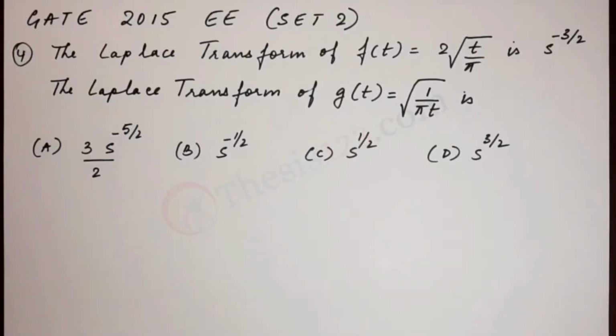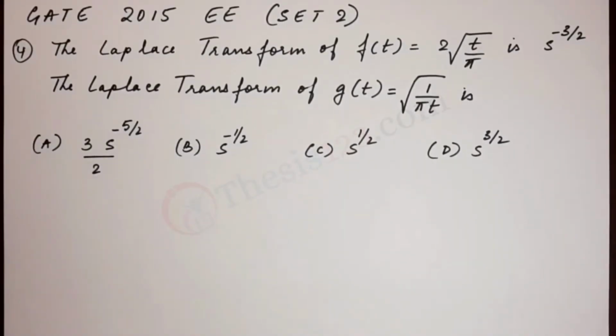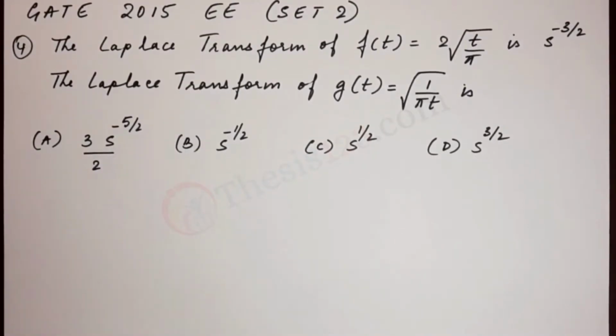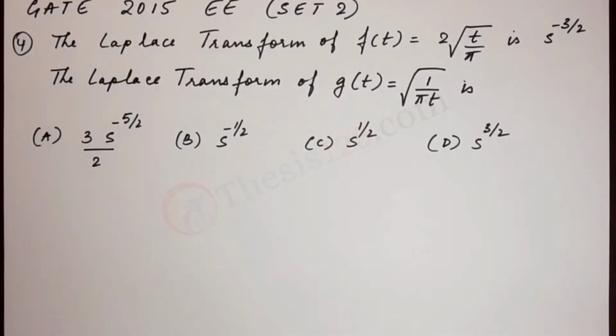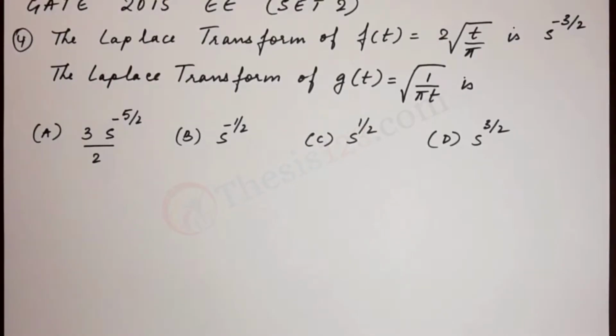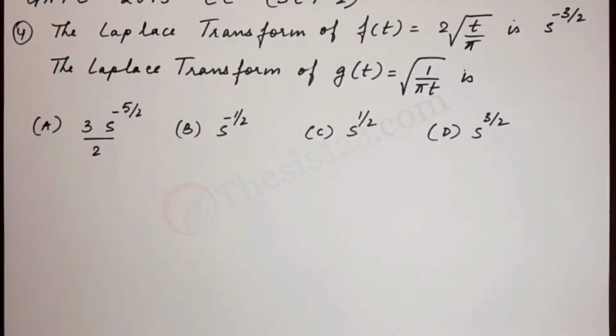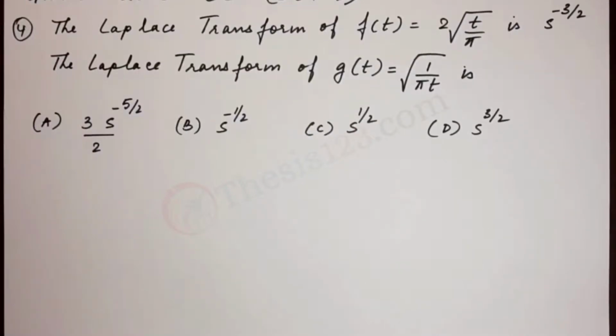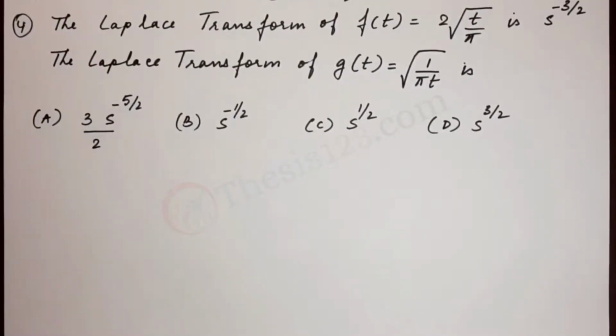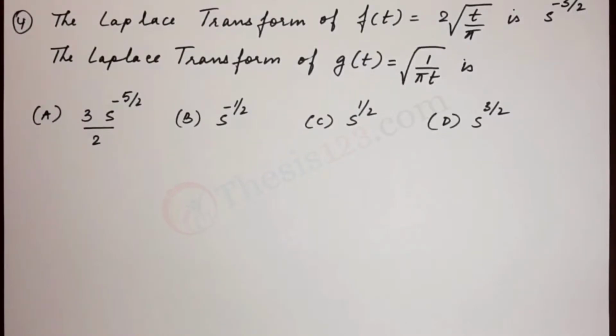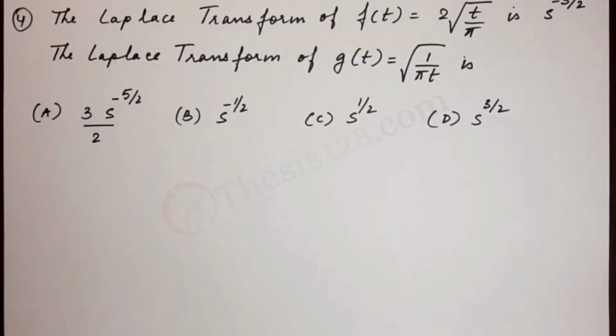Discuss the next question, number 4. The Laplace transform of f of t equals 2 into root of t by pi is s to the power of minus 3 by 2. And the Laplace transform of g of t equals root of 1 by pi t is, well, we have our 4 options.